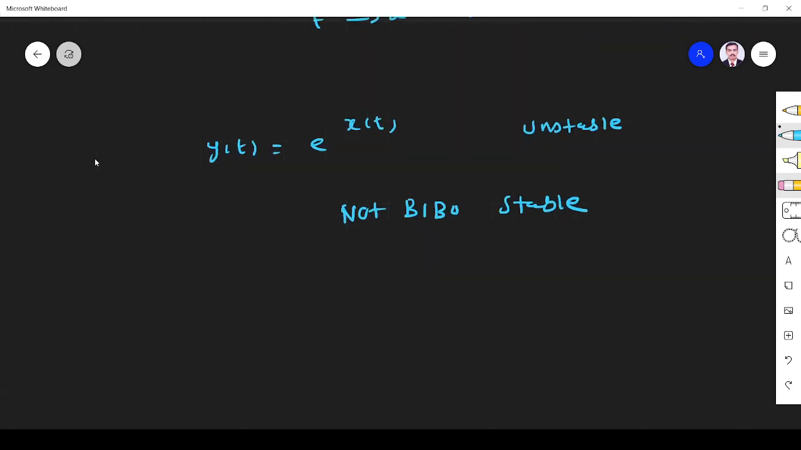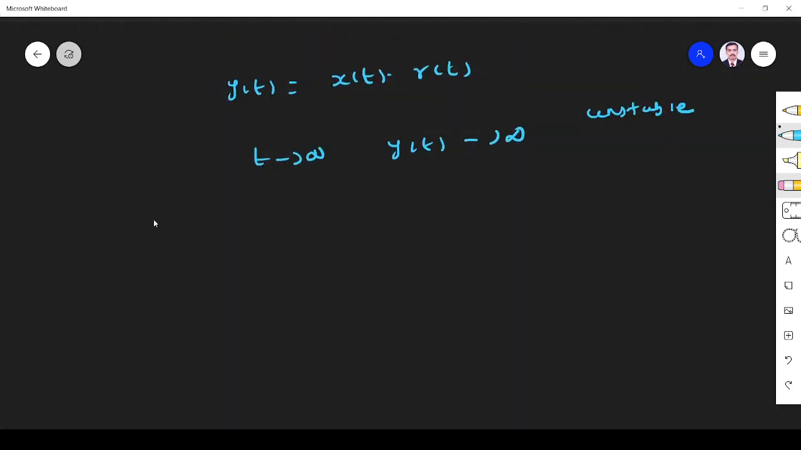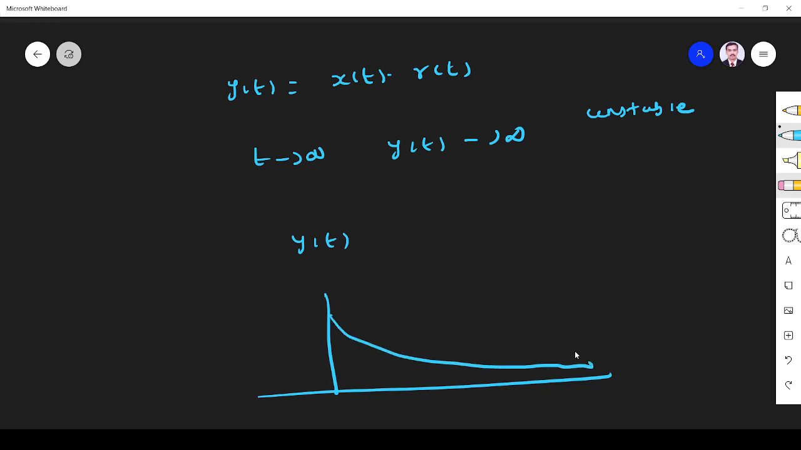Right. So again you see y of t is equal to x of t into r of t. When t tends to infinity, what will happen to r of t? R of t becomes infinity. So when t tends to infinity, y of t becomes infinity. So always it should be bounded, right? So it is an unstable system, right?